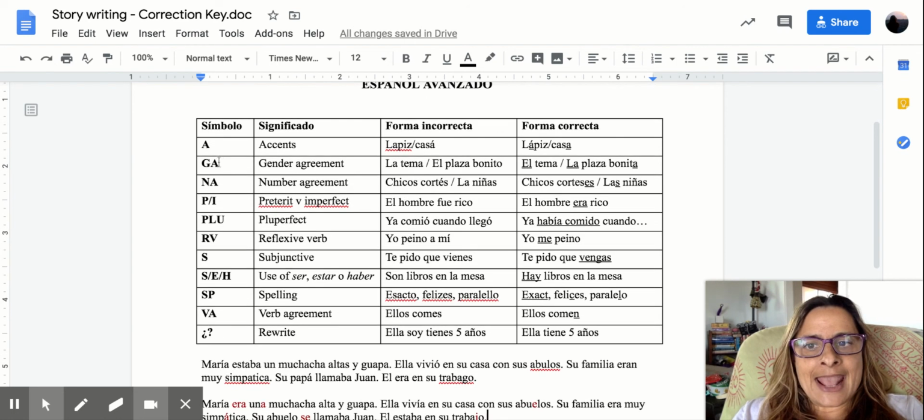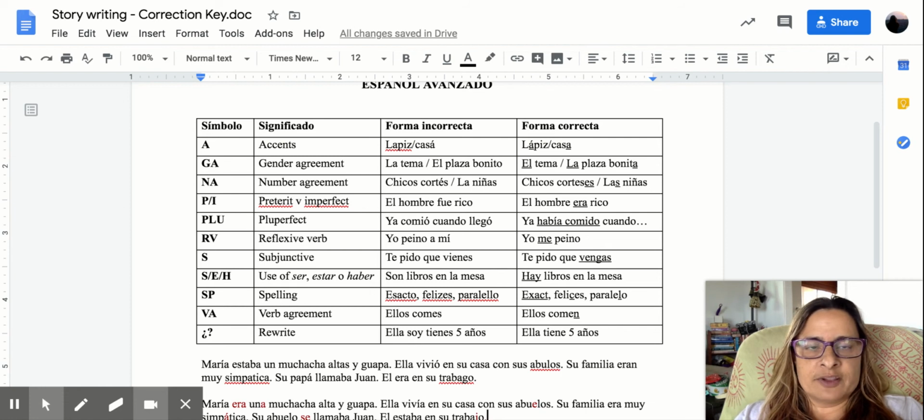An A simply means that you either have an accent in the wrong place, you are missing an accent, or you have an extra accent. GA is going to be your gender agreement. So if your subject is feminine, your articles and your adjectives need to be feminine. If your subject is plural, then your article and your adjectives need to be plural. So gender agreement is your gender, el libro, la chica. Number agreement is if it's singular or plural. Los chicos, las personas.